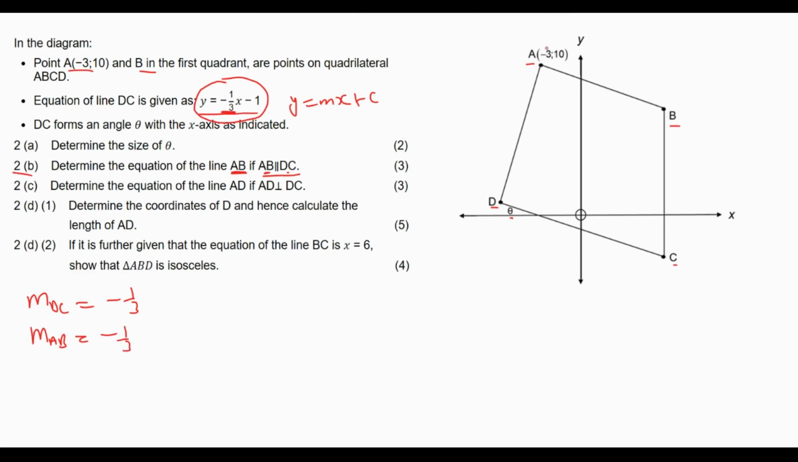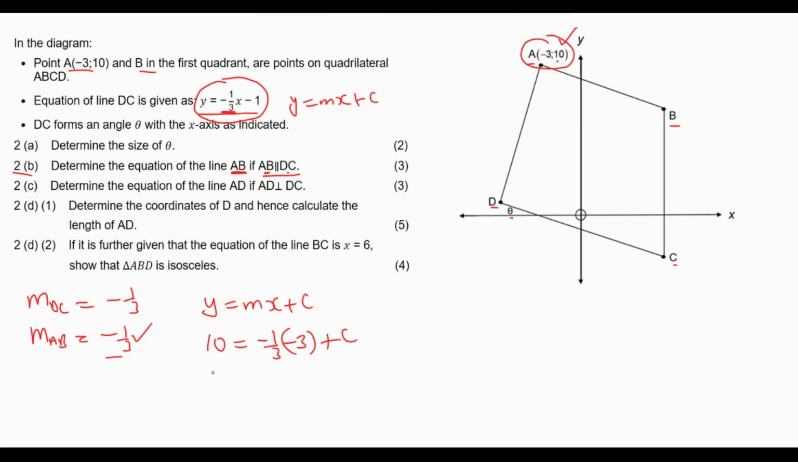So this is AB and we have a point on AB which is A, and then we have the gradient. So we can use the coordinates of this point and the gradient to find the equation. We start with y is equal to mx plus c, and then we substitute the gradient and the point. Y is equal to 10, and then the gradient is equal to negative 1 over 3, then x is negative 3, and then plus c.